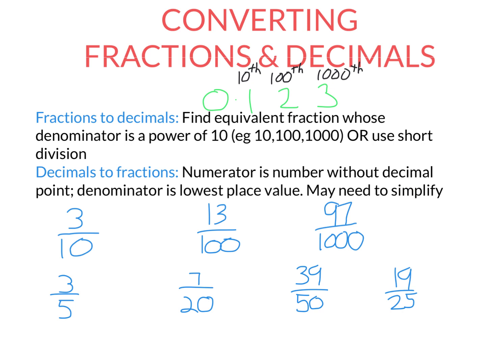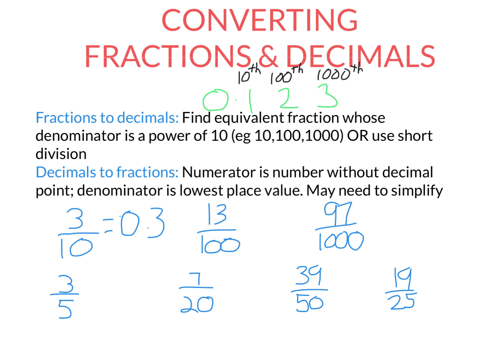All right, let's start with fractions to decimals. So here I have 3/10. Well, its denominator is already a power of 10. What this means is I have 3 tenths. So all I'm going to do is put 3 in the tenths column. So that number there is 0.3, or 3/10.